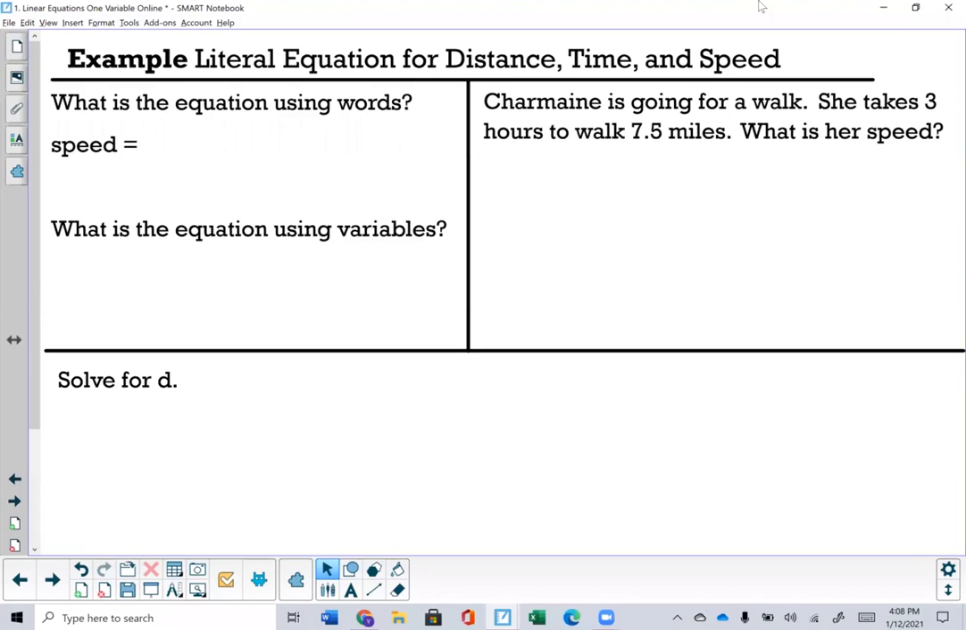So we're going to look at some examples where we're using the literal equation for distance, time, and speed.